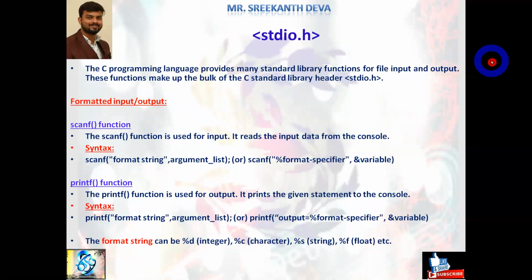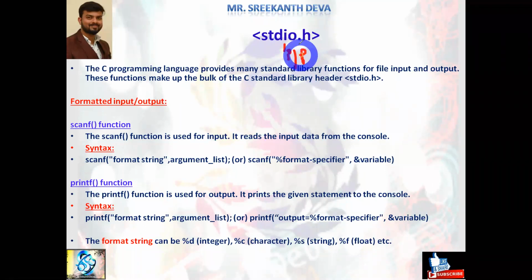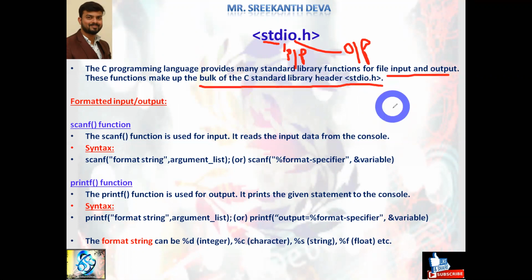Here, the most commonly used header file in C programming is stdio.h. Stdio stands for what? Std stands for standard, I stands for input, O stands for output. It represents the standard input output header file. The name clearly indicates that. It consists of several input functions and output functions, and also several built-in functionalities are well defined in it. The C programming language provides many standard library functions for file input and output. These functions make up the bulk of the C standard library header stdio.h.